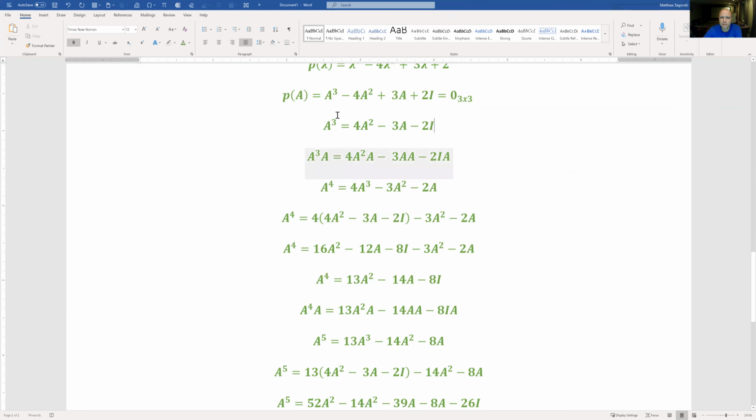Actually, before we do that, we're going to make a substitution in here for a cubed. So this equation right here is going to be our sub equation. And we are going to sub it into this a cubed term right here. And that's going to bring us to this right here.